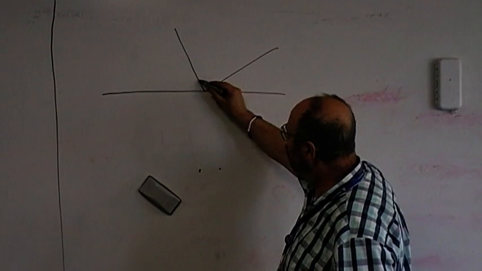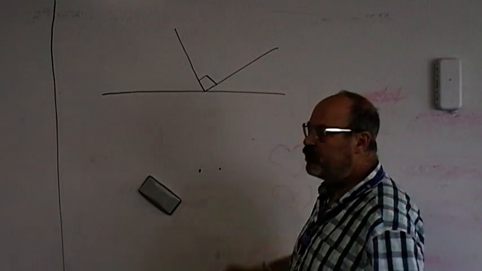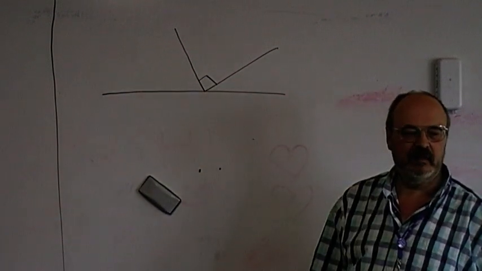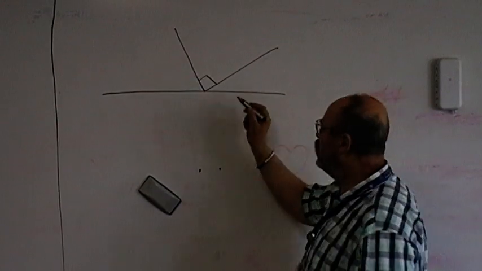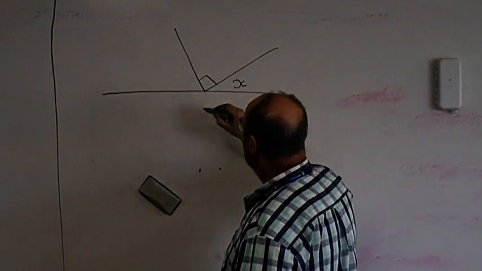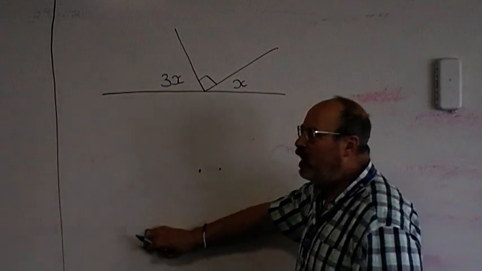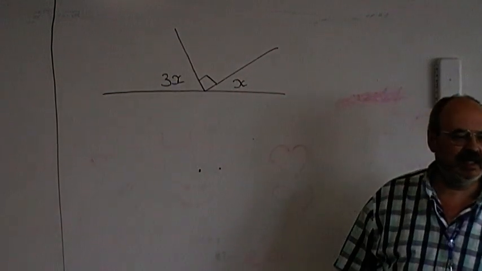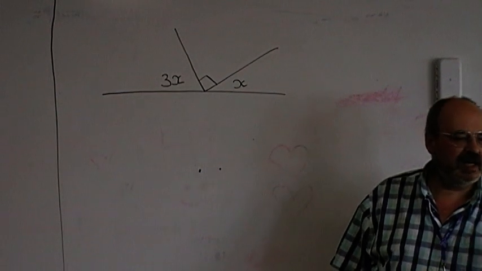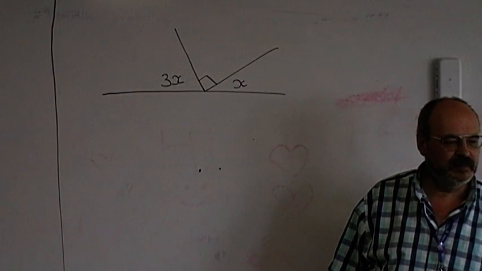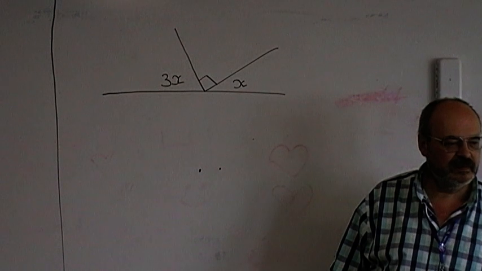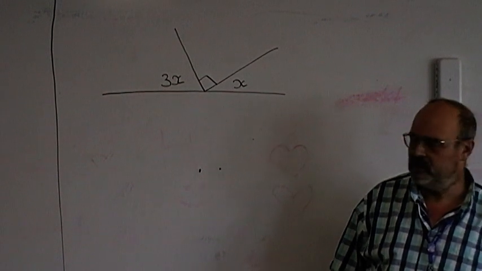This is a right angle. This angle is x. This angle is 3x. How will we find what x equals? If that's 90, it means 3x plus x equals 90, which is 4x.